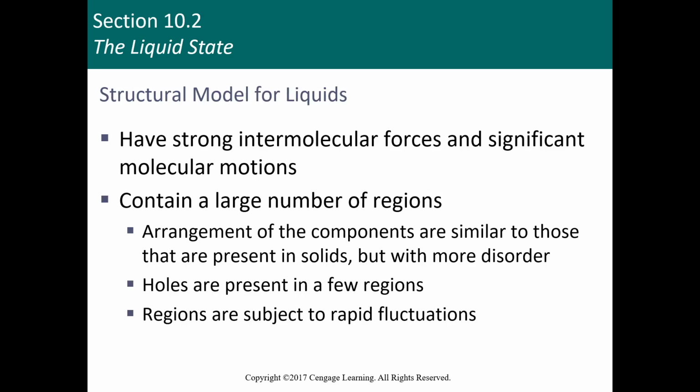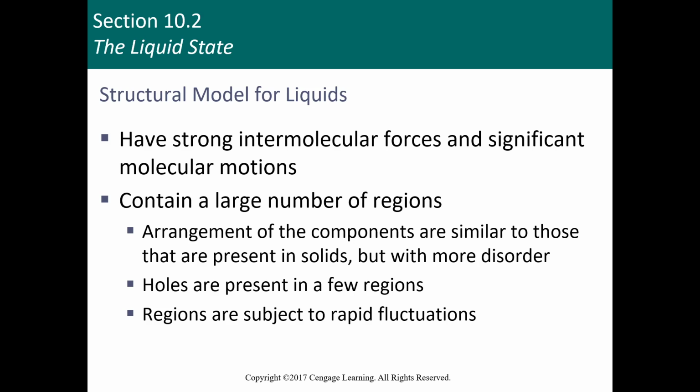Now, the structural model for liquids. They're going to have strong intermolecular forces and significant molecular motions. So think of them like, they have bonds between them, but not every single bonding point is bonded, so they can switch over back and forth, okay? They're more fluid, which, of course, liquid. They contain a large number of regions. The arrangement of the components are similar to those that are present in a solid, but with more disorder, because a solid has a much more set, more ordered structure.